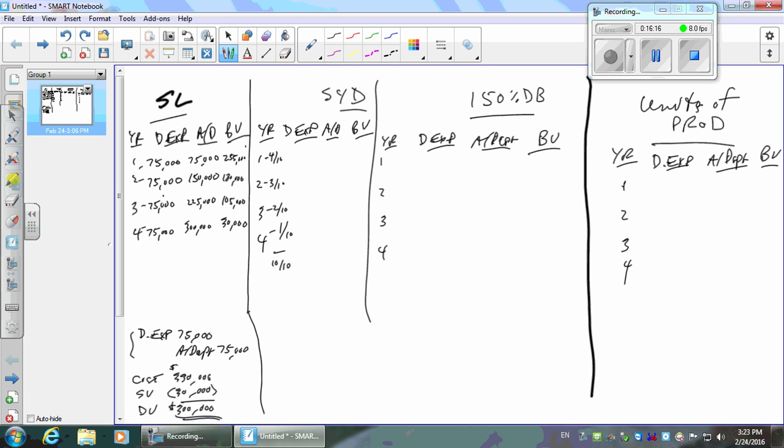So what's the depreciation expense going to be? It is going to be that 300,000 depreciable value times 40% for the first one. So how much is that? 120. Debit what?